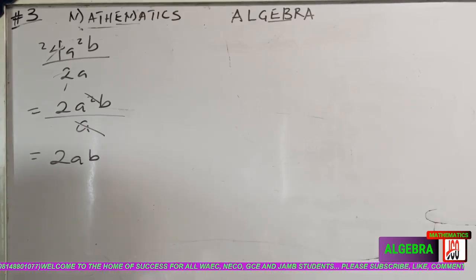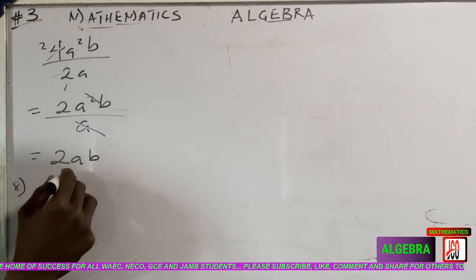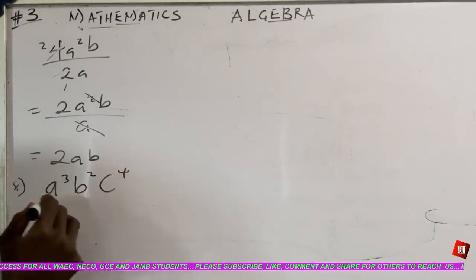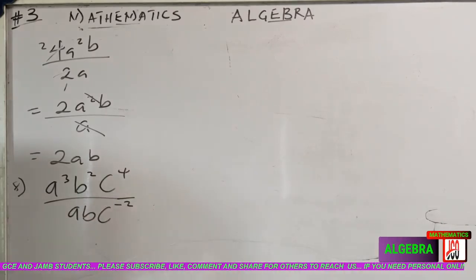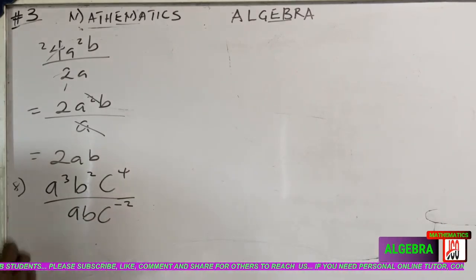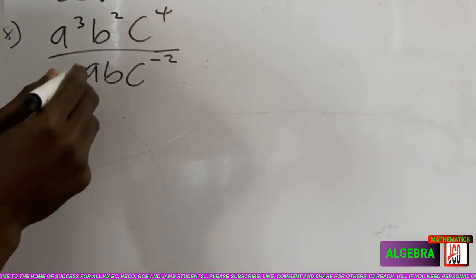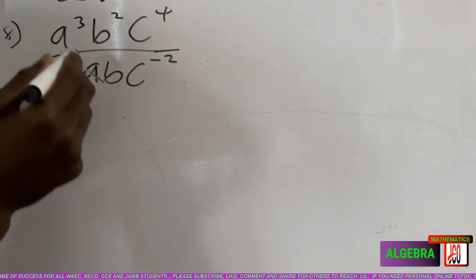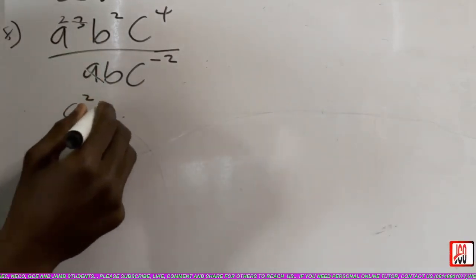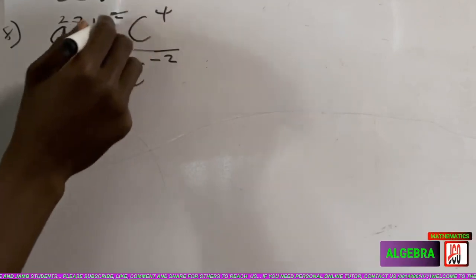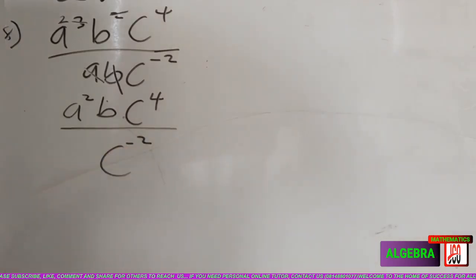Let's try question 8. Simplify a cube b squared c raised to power 4 divided by a b c raised to power minus 2. So we're dividing now. If I want to open this down, a cube simply means 3 of the a's. This one will take 1 of them, 2 to remain. So that's a square. b will take this square to remain 1 b, then c raised to power 4 over c raised to power minus 2.